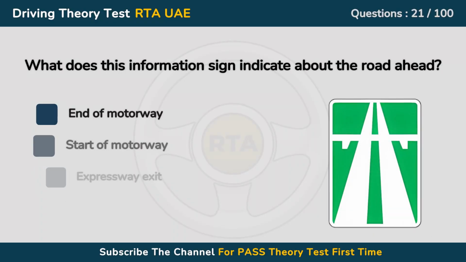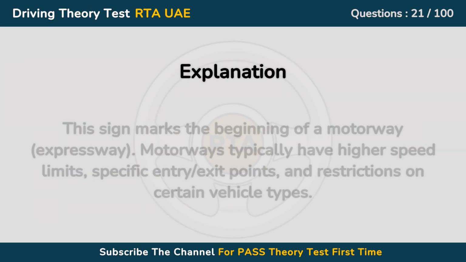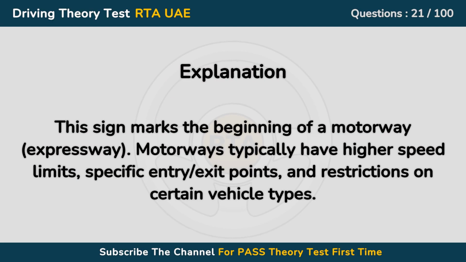Question 21. What does this information sign indicate about the road ahead? A. End of motorway. B. Start of motorway. C. Expressway exit. D. Toll road ahead. Answer is B. Start of motorway. This sign marks the beginning of a motorway expressway. Motorways typically have higher speed limits, specific entry points, and restrictions on certain vehicle types.